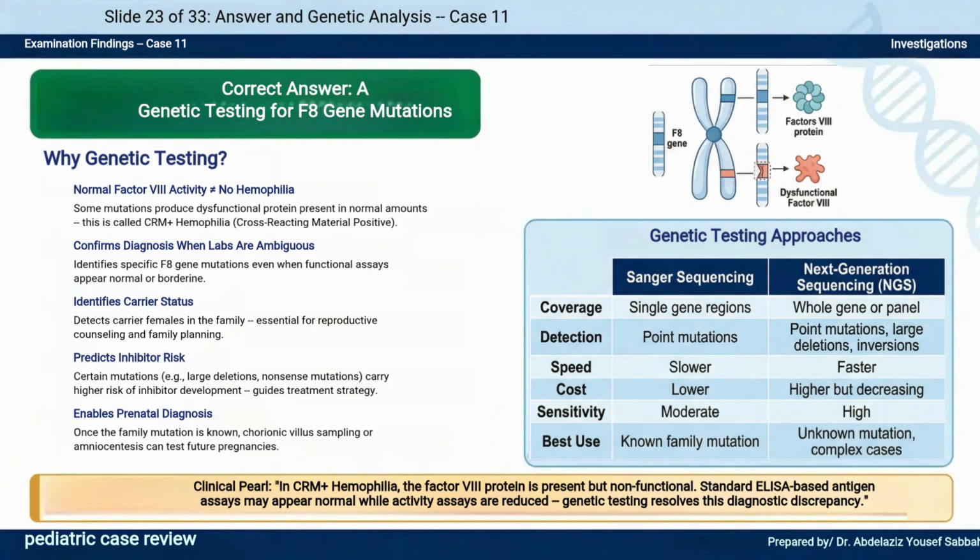Genetic testing confirms diagnosis when laboratory results are ambiguous, identifies carrier status in female family members essential for reproductive counseling, predicts inhibitor risk since certain mutations, such as large deletions and nonsense mutations, carry higher inhibitor development risk, and enables prenatal diagnosis through chorionic villus sampling or amniocentesis once the family mutation is known. 2 main approaches exist: Sanger sequencing for known single-gene mutations and next-generation sequencing for whole gene panels covering unknown mutations in complex cases.